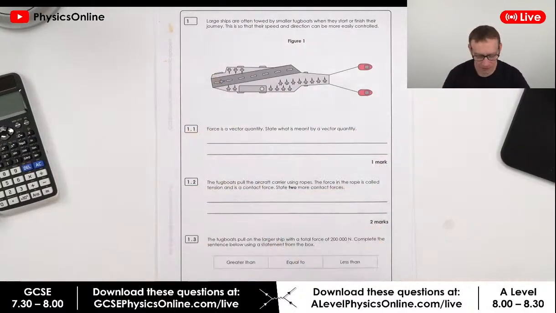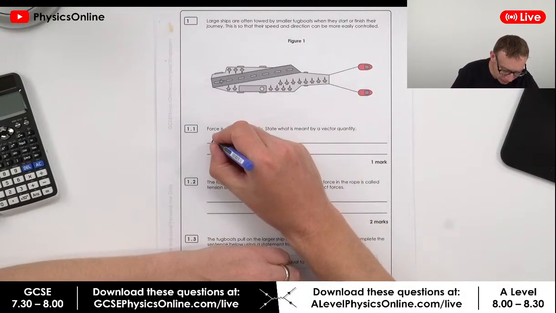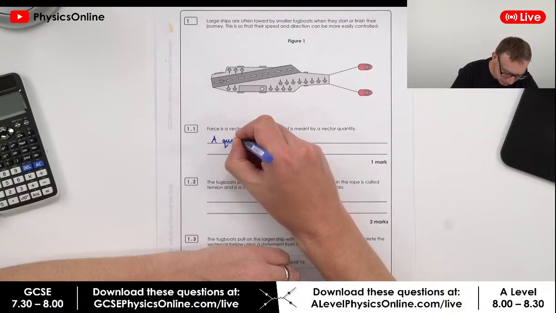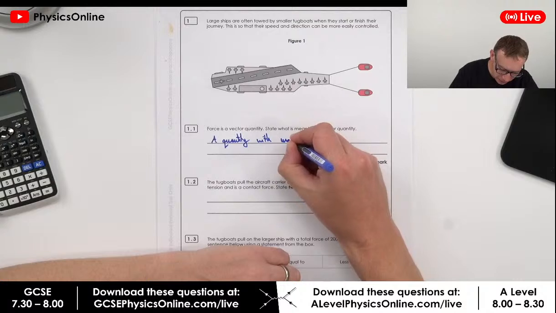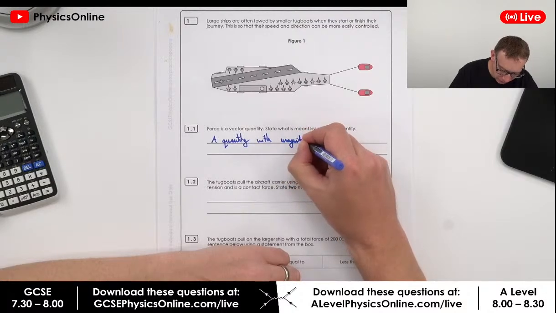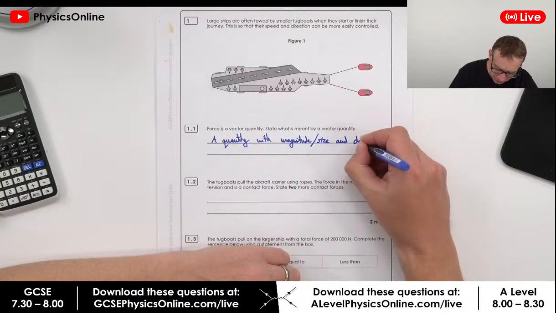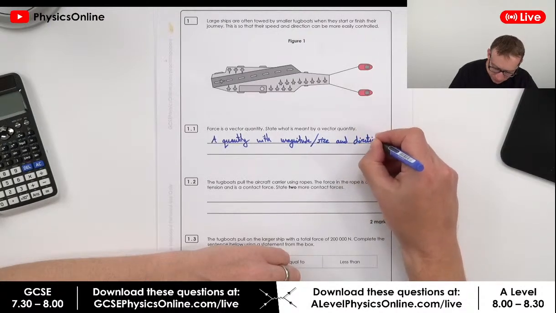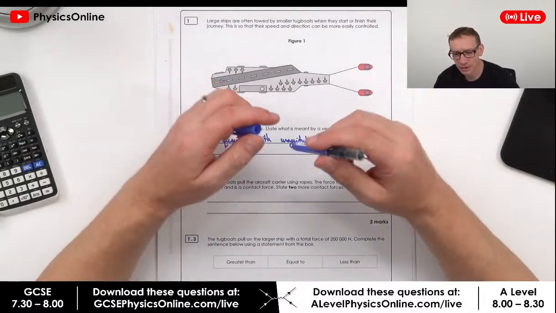Joe says, what is meant by a vector quantity? Basically it's a quantity with magnitude, which is the nice scientific word, or you could say size, and direction. And that means we often represent a vector quantity with an arrow.